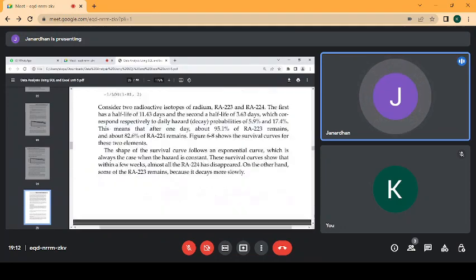Consider two radioactive isotopes of radium, Ra-223 and Ra-224. The first has a half-life of 11.43 days and the second a half-life of 3.63 days, which correspond respectively to daily hazard probabilities of 5.9% and 17.4%. This means that after one day, about 95.1% of Ra-223 remains and about 82.6% of Ra-224 remains.